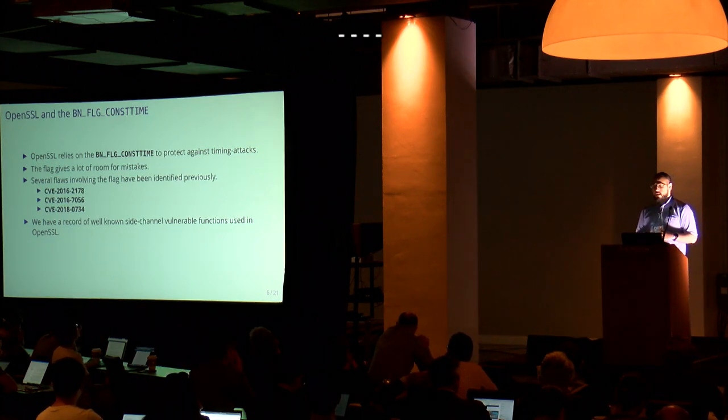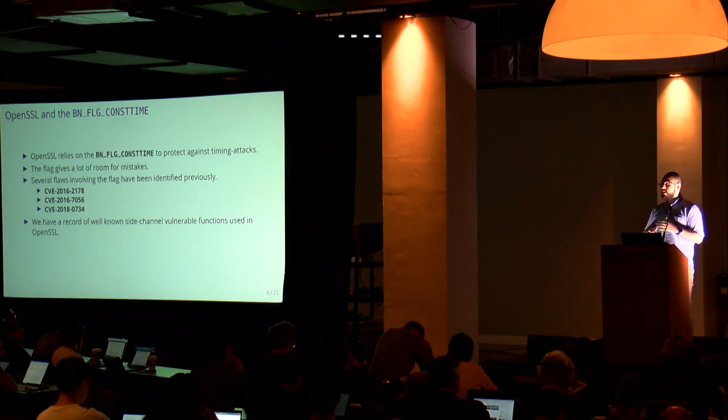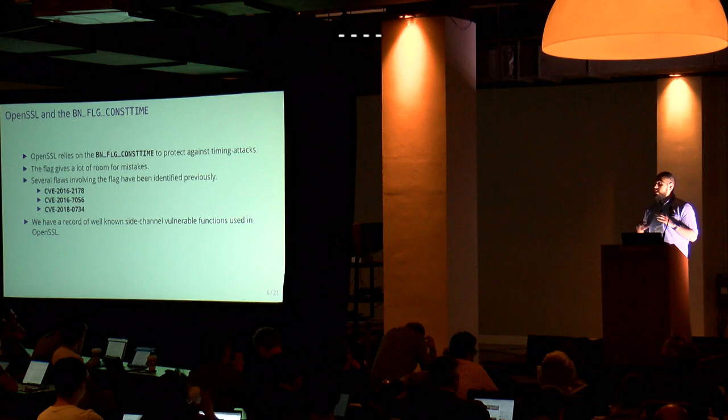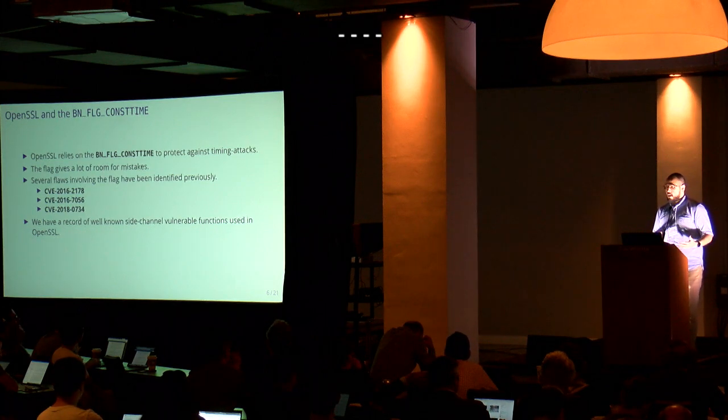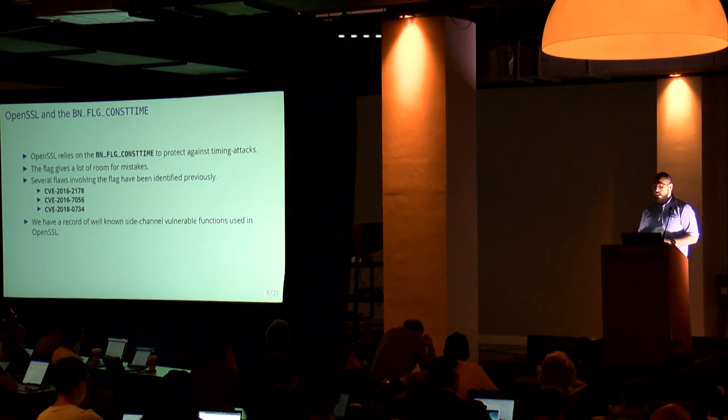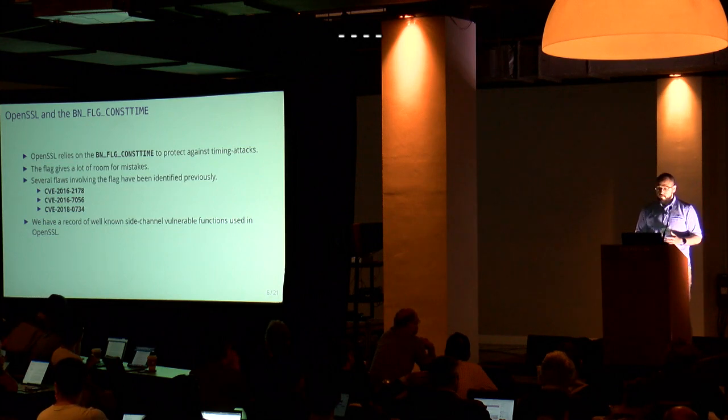the function checks. At the top of the function, there's a check to see if it's set. If it's set, it takes an early exit to a different version of the same function that is constant time. If it's not set, then it continues performing a variable time version of the function. This is done because OpenSSL prioritizes performance over security, because they assume that most of the operations are public key operations. So we only need to mark the cases where private information is used.